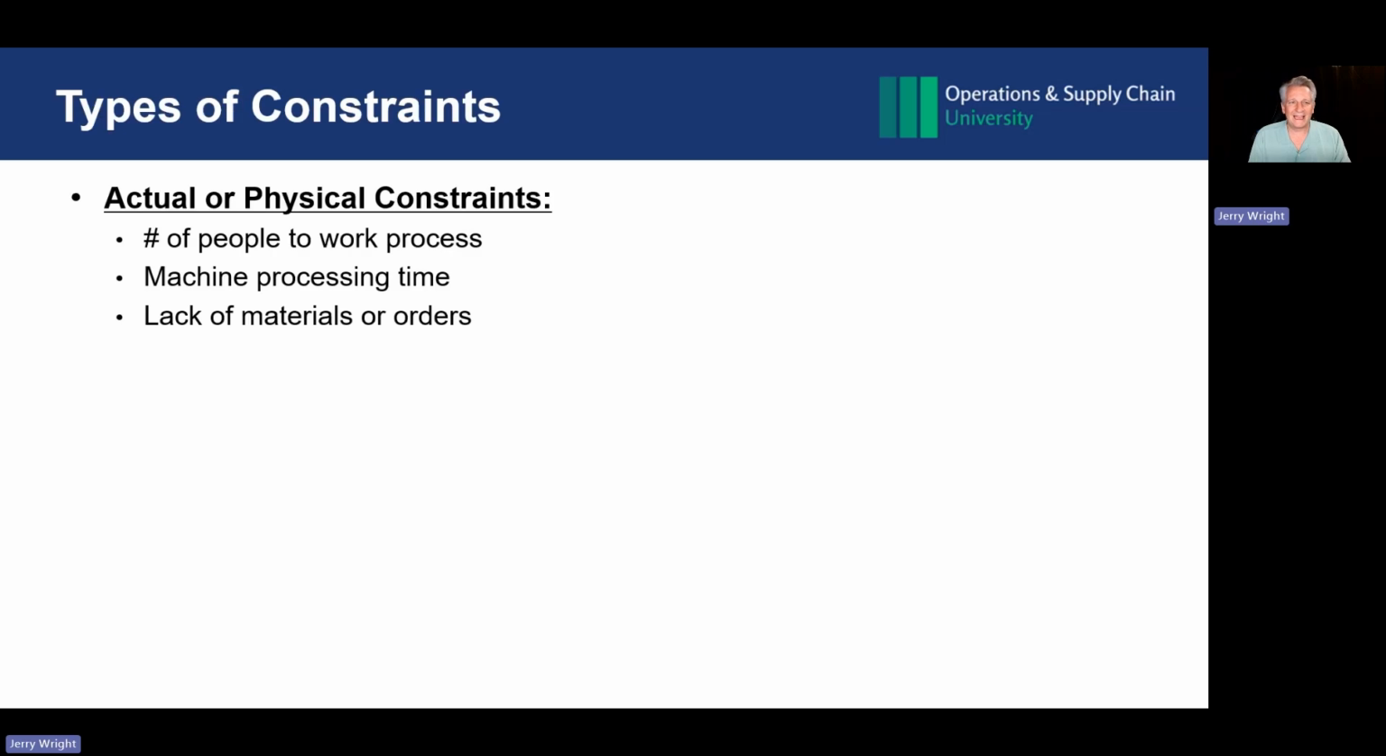Okay? Now, there's different types of constraints. There's actual or physical constraints, like maybe the number of people you need to work in a process, maybe machine processing time.